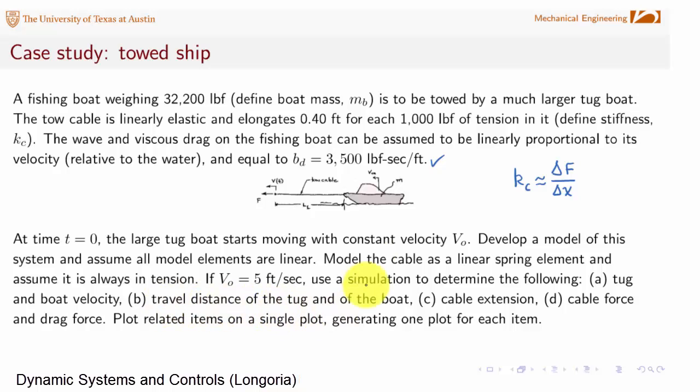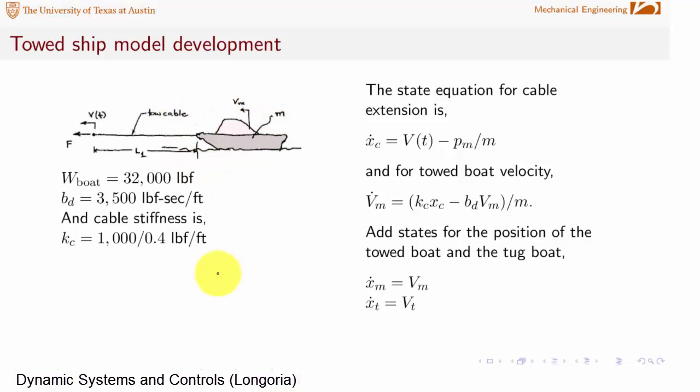We want to see the distance that the boat's going to travel, the cable extension, and then also individually look at the cable force and the drag force. So the cable force will be the elastic force, and then plot these. Okay, so this is a nice little simulation case study. More appropriate here might be that we're modeling this essentially as a mass spring with a velocity input here and some linear type damping here, right? So we want to know how fast is this guy going.